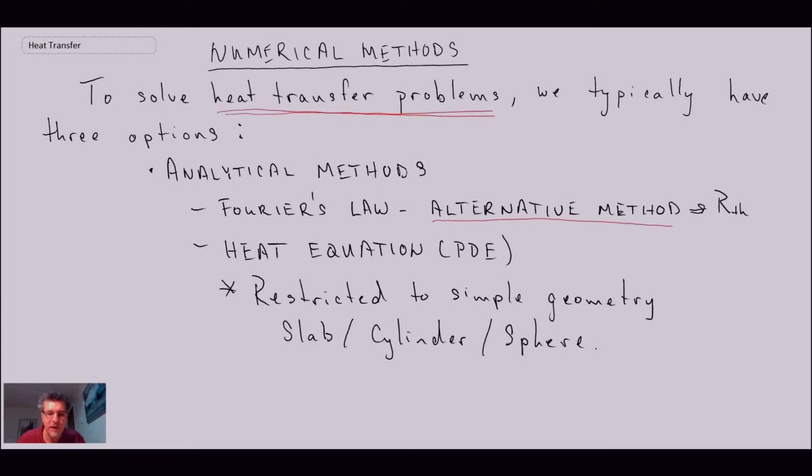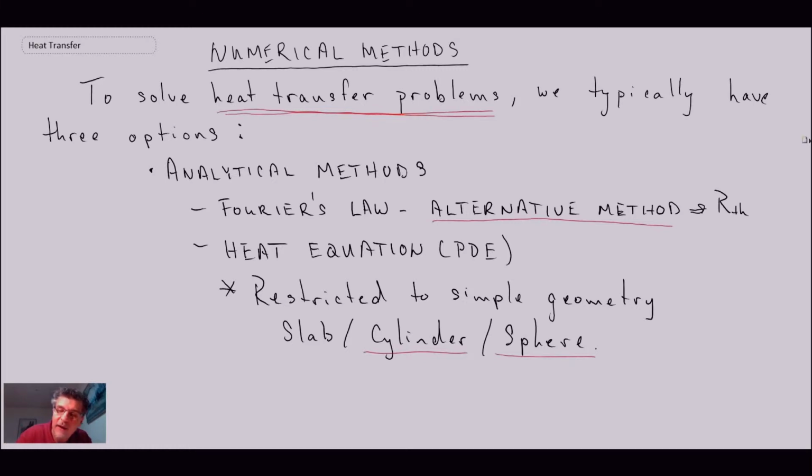So those were the shapes that we looked at. Thermal resistances, we had them for one-dimensional conduction. I call that the slab. We had it for cylindrical conditions as well as for spherical. So that was what we were able to get to with analytical methods. We weren't able to get very far. We were able to solve some problems.